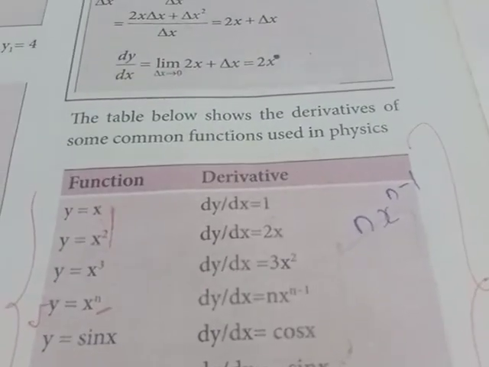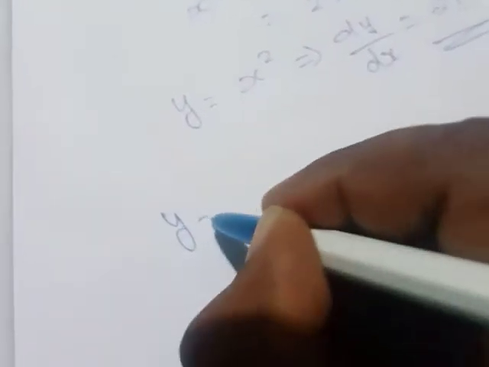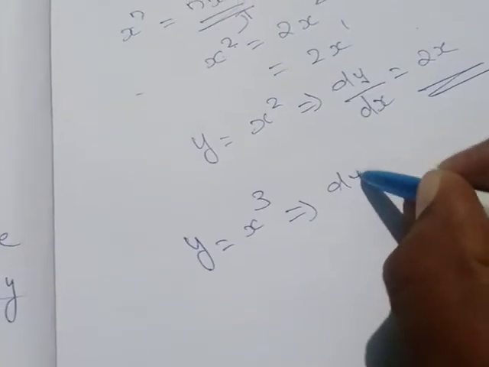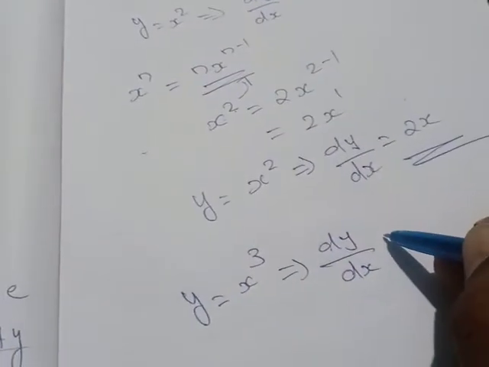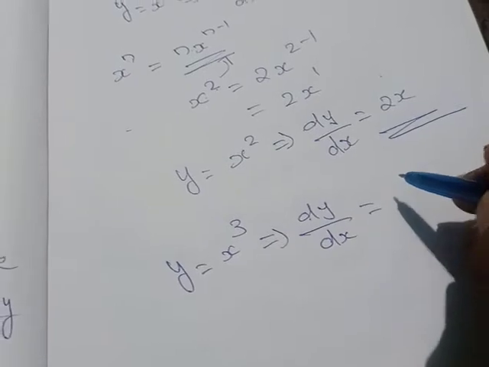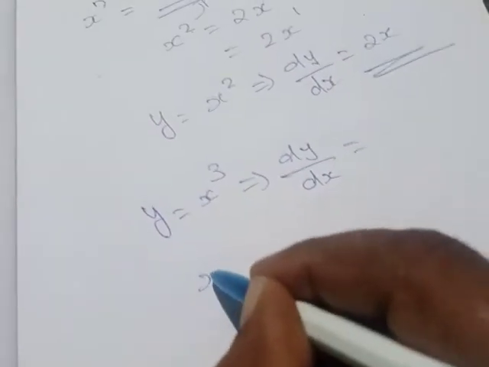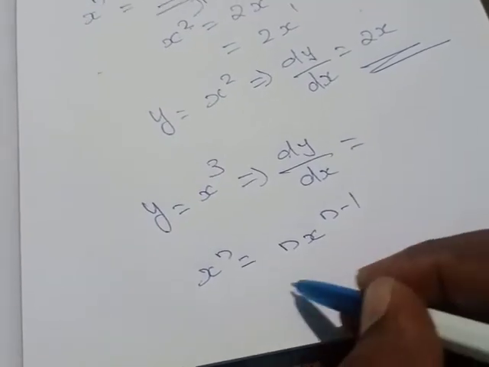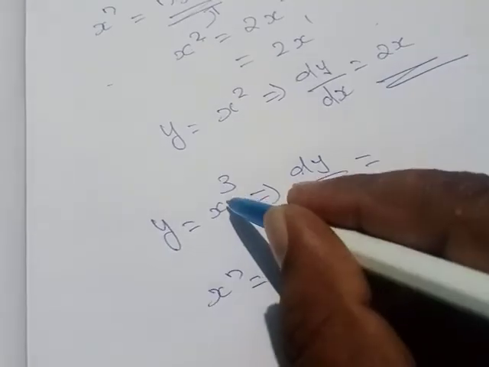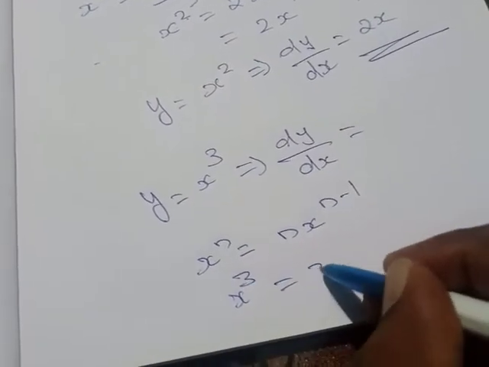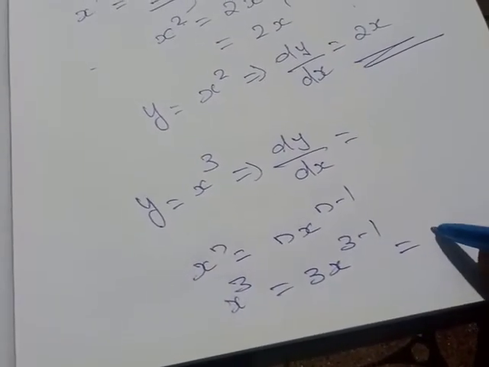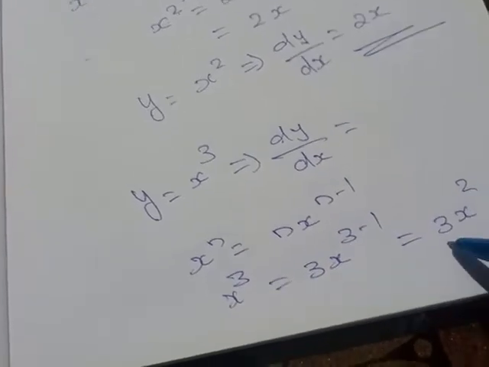Let us see the third one. y equal to x cube. So dy by dx we can find using the formula x power n gives n x power n minus 1. So x cube means 3 x power 3 minus 1. So what we will get is 3x square. That is the next one.